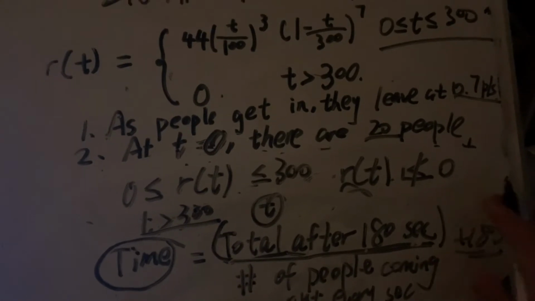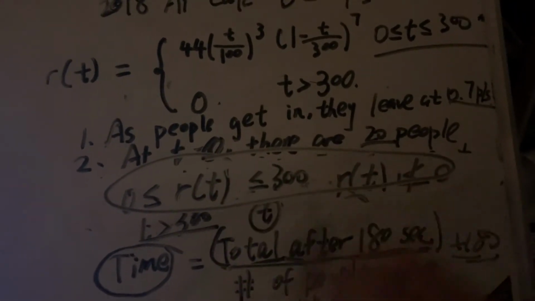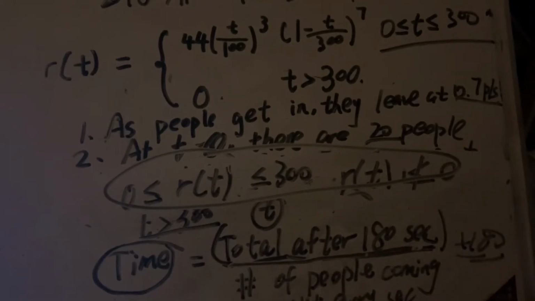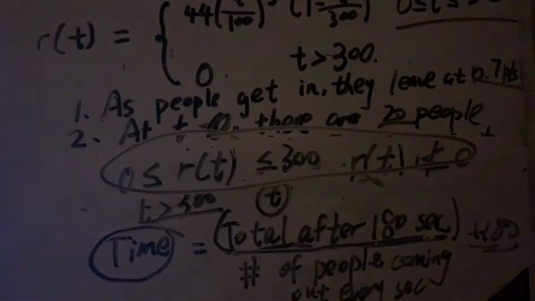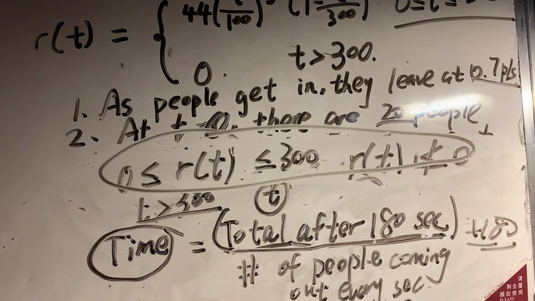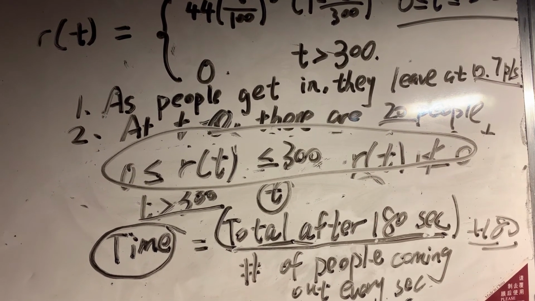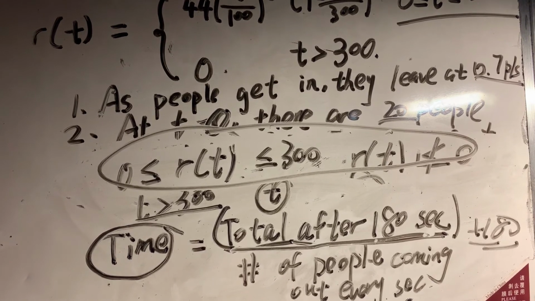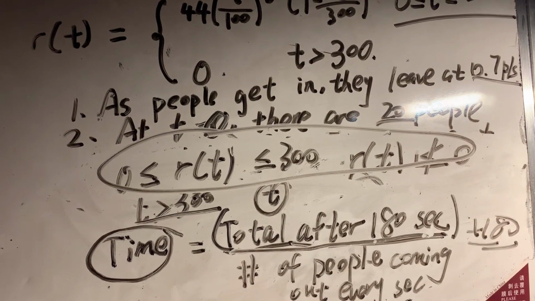And using the requirements from problem 2, we get that the first time the people in the escalator reaches 0 must be after 180 seconds.